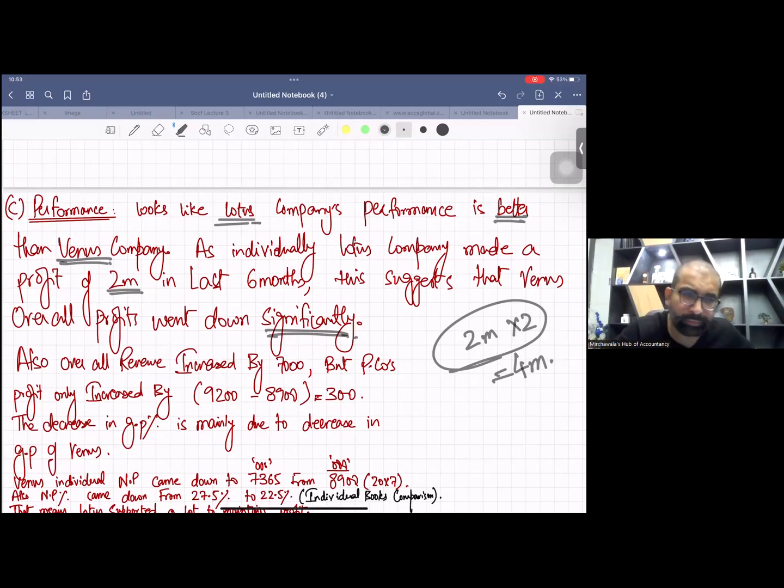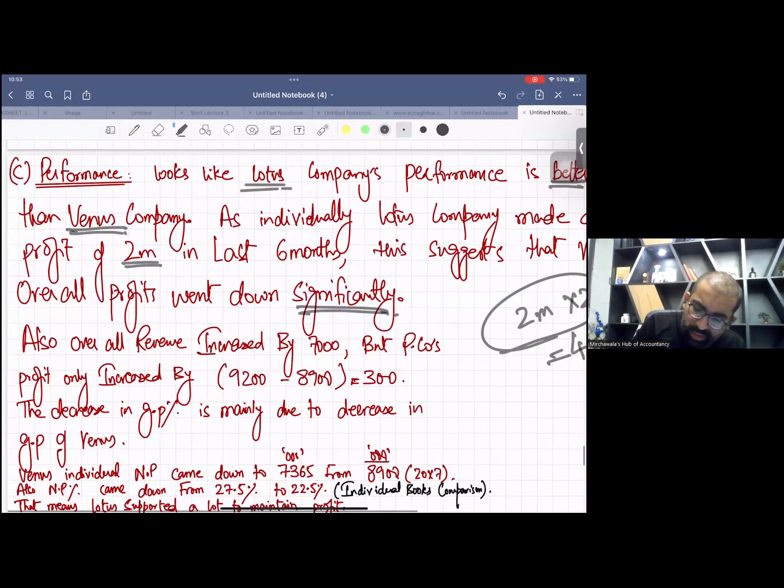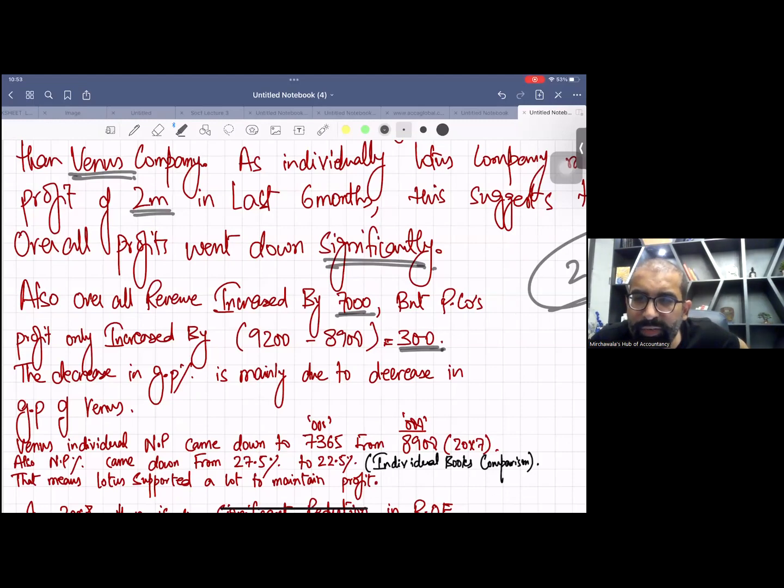Okay, this is the point. Also, overall revenue increased by 7,000. I just showed you the income statement, but P company's profit only increased by 300. P company's equity owners only get a net benefit of 300, which is not good. The decrease in GP percentage is mainly due to the decrease in GP of Venus, because the performance of the subsidiary is better.